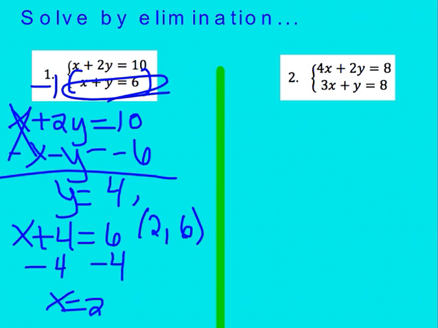Or 6. Where did I get the 6 from? Sorry, the answer is 4. Come on, Miss Humber, get with the program.